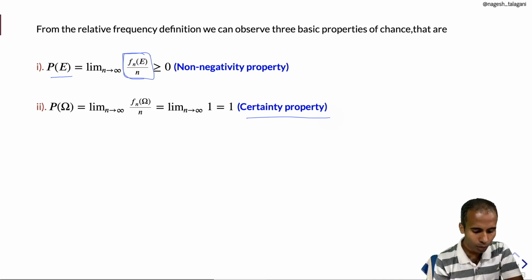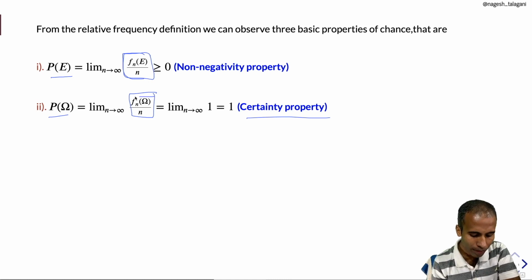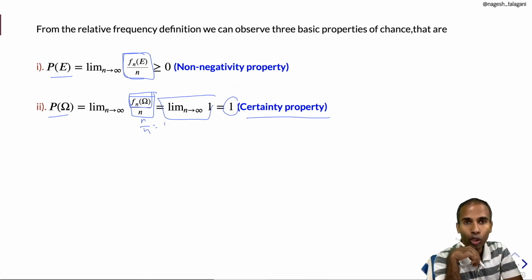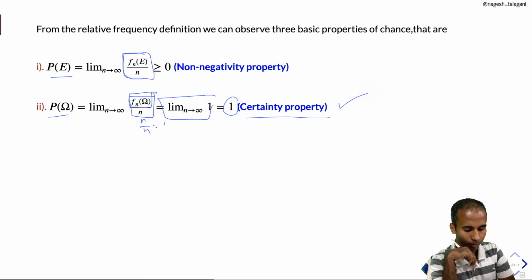The probability of the sure event is going to be the limit of the relative frequency of the sure event. Here the numerator is the frequency of omega. Out of n trials, omega happens n times, right? So this fraction is going to be n by n, which is 1. So the limit of the constant 1 is going to be 1. So the probability of the sure event is going to be 1 according to the relative frequency definition. This is called the certainty property.